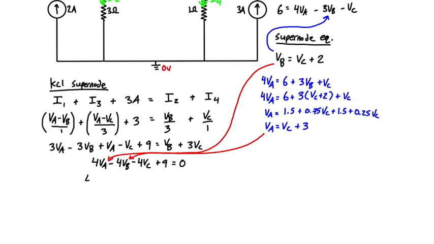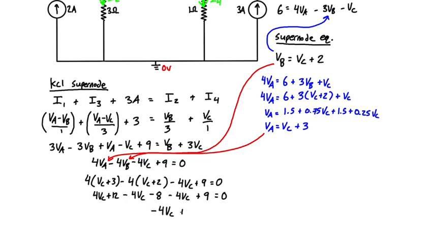So we're going to have 4 times VA, which is just VC plus 3, minus 4 times VB, which is VC plus 2. And then we still have to subtract 4 VC plus 9, and that's all equal to 0. And then we can rearrange this a little bit and simplify, and we're going to find that VC is equal to 13 over 4, or 3.25 volts.